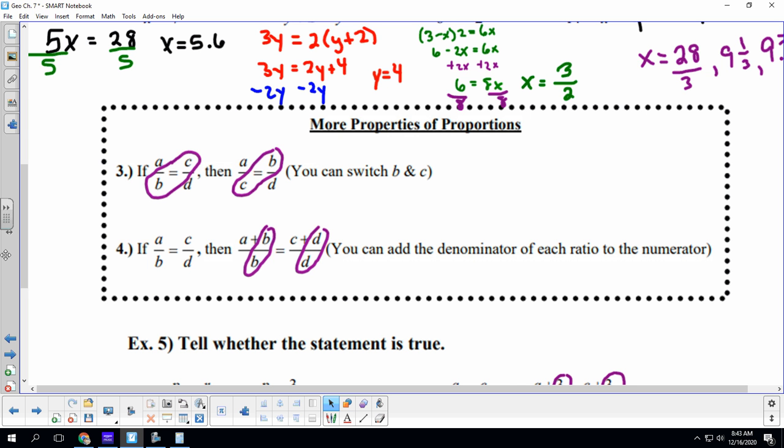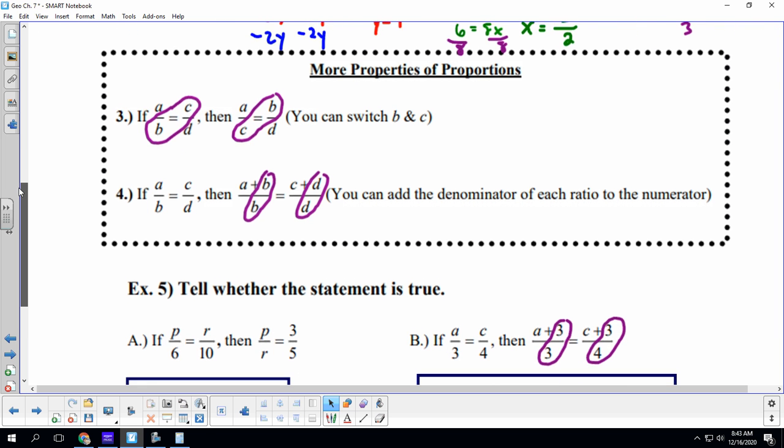More properties of proportions. If A over B equals C over D, then A over C equals B over D. You can switch the B and C. I like this one. It's fun. If you have a proportion and you add the denominator to the top of the left, like I add a B here and I add a D here, your proportion stays equal.